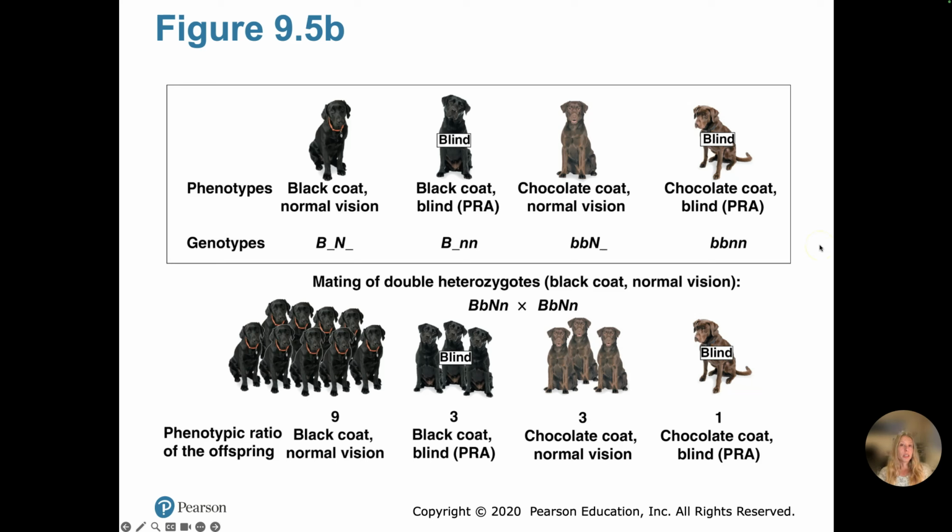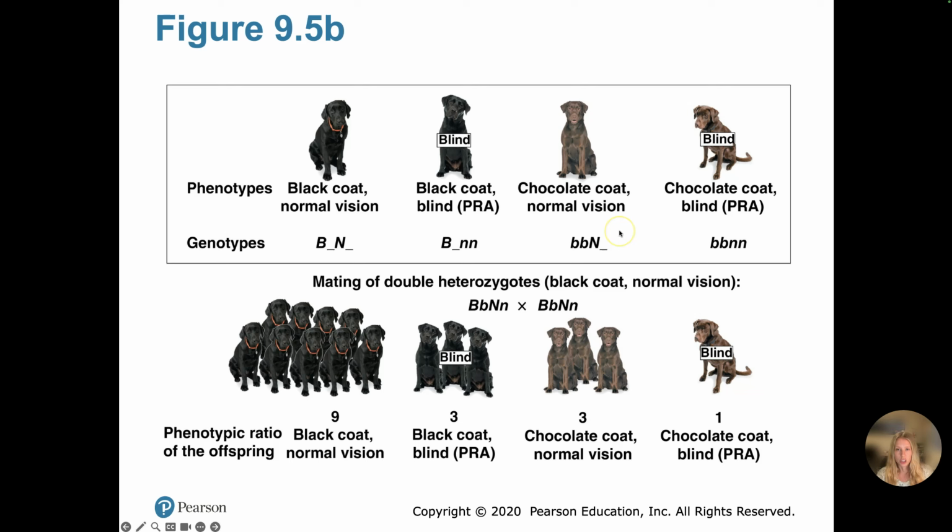So in our example, we are going to use Labrador retrievers. We're not going to deal with the yellow lab color because that's actually a completely different gene. We're going to deal with the coat color gene that controls black lab or chocolate lab. And then we're going to deal with the gene that controls normal vision or the development of a disease called PRA or progressive retinal atrophy, which causes the dog to go blind.